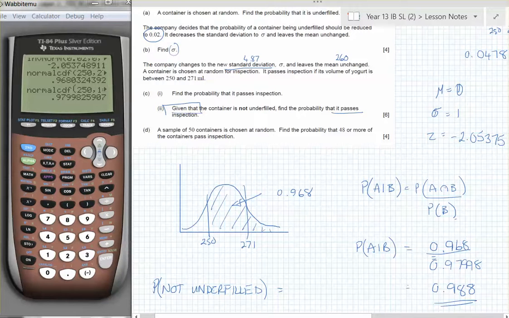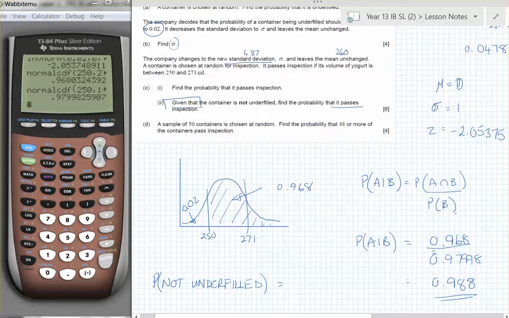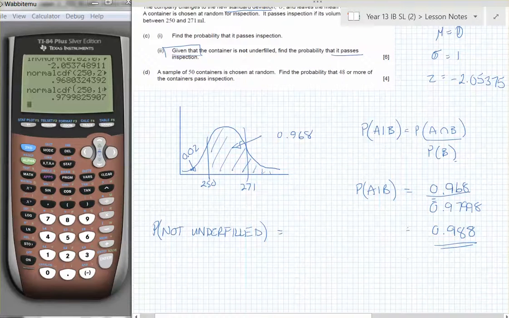So just to recap, this is the probability that it passes the inspection. So we did that in the previous bit. Given that underfilled is what it goes underneath, so we needed to work out the probability that is not underfilled. We have this from before, but with a different 0.02, wasn't it? So we could have done it that way as well. 1 minus 0.02. But I've got a slightly more accurate answer doing it with my calculator. Okay, so one divided by the other gives me the probability, given that. So it's that formula, probably in your formula booklet.